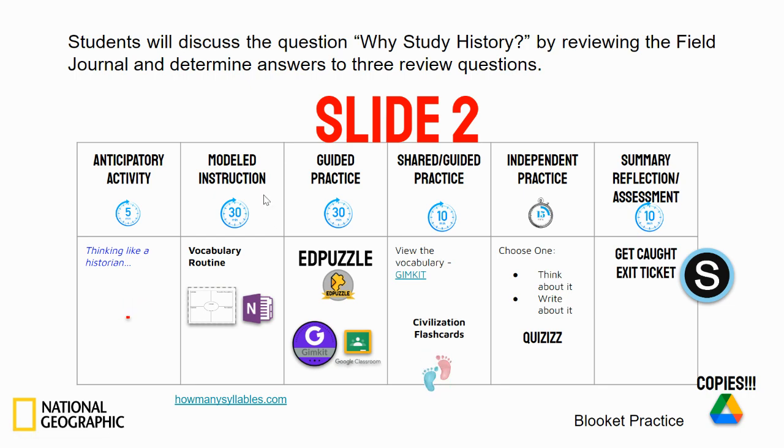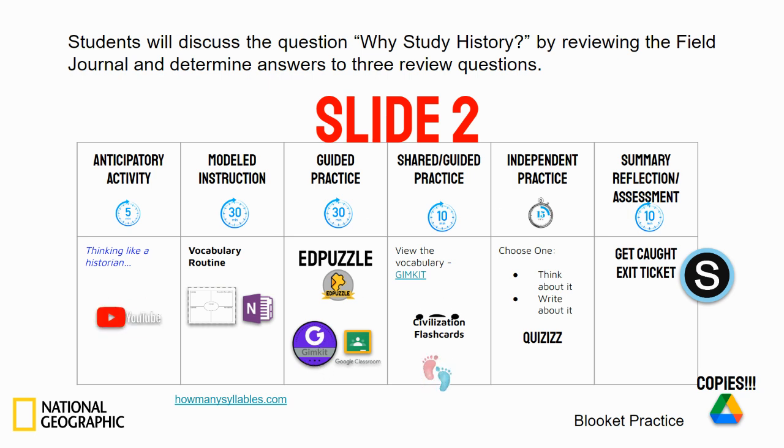All right. Welcome back. So we just did the model instruction. Okay. Make sure you are looking to the sub and ask the sub if it's okay to move on to the next part. And if so, that's fine. Just make sure you're checking in with the sub. All right, so now this guided practice should take you about 30 minutes. There are two things that you must complete in this section. You're going to do the Ed puzzle first, okay? And then you're going to do the GimKit practice, all right?